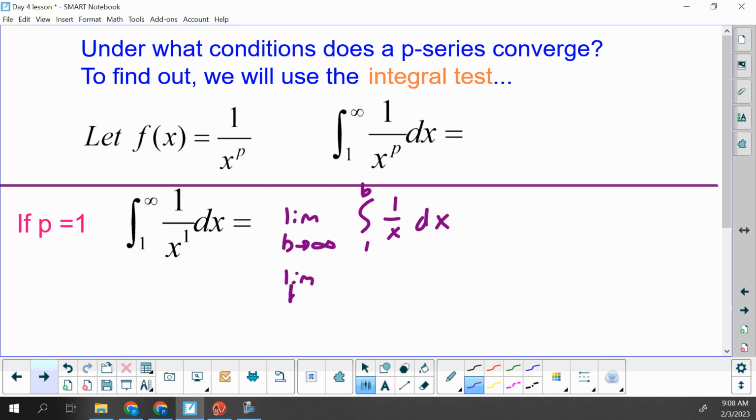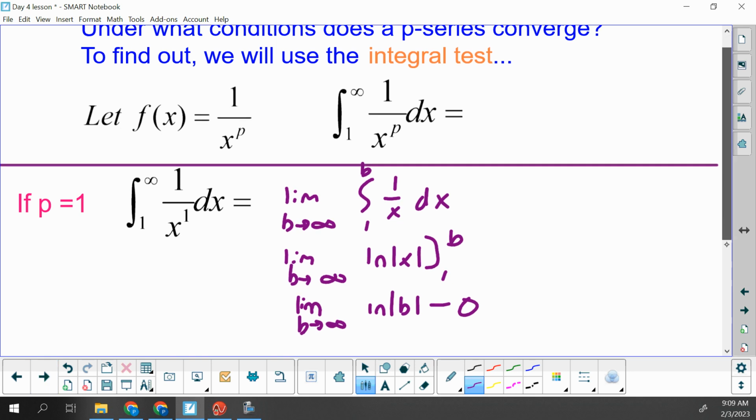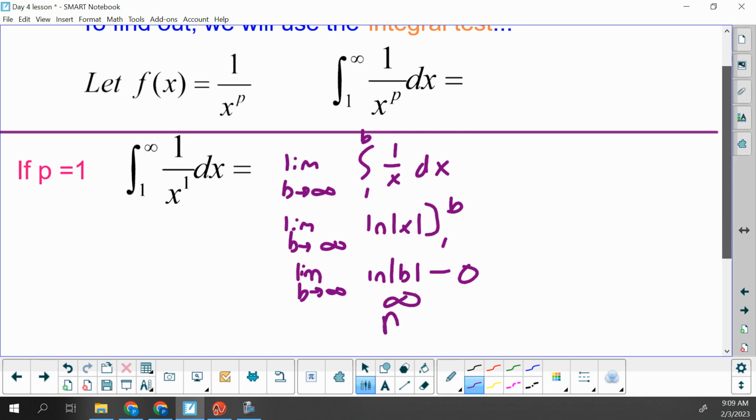So we've got the limit as b approaches infinity of natural log absolute value of x going from 1 to b. So we'll have the limit as b approaches infinity of natural log absolute value of b minus 0. And if you visualize the natural log graph in your head for a second, as we go far to the right on that graph, as b goes to infinity, the graph keeps increasing without bound. So this is going to infinity, so this diverges.